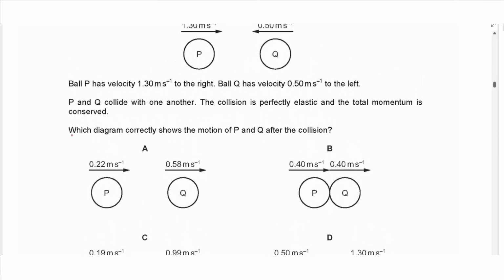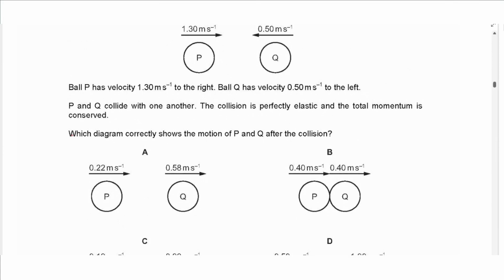So since the masses are missing, we have to use the concept of relative velocity of approach and relative velocity of separation. So relative velocity of approach is u1 minus u2. If we consider P to be 1 and Q to be 2, we have 1.30 minus negative 0.50 because it's in the opposite direction. So the total relative velocity of approach is 1.80, and the collision is perfectly elastic. That means that the relative velocity of separation should also be 1.80.